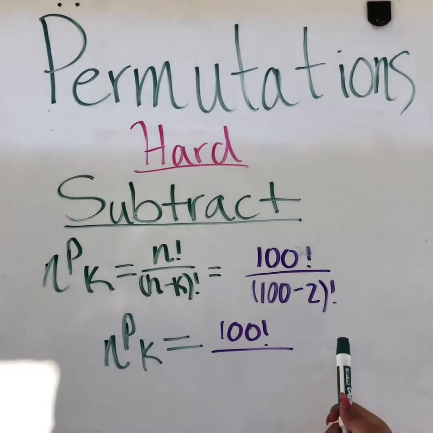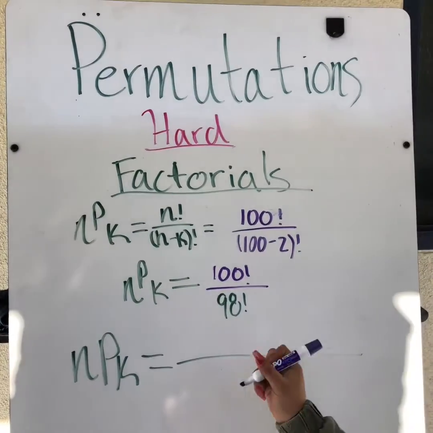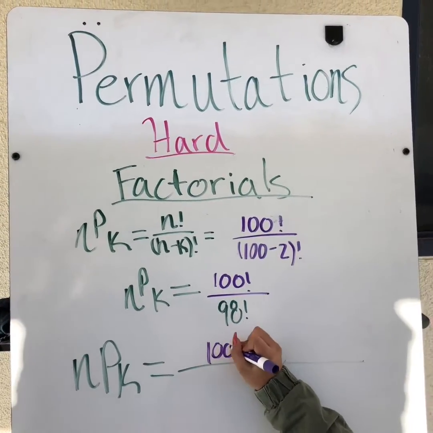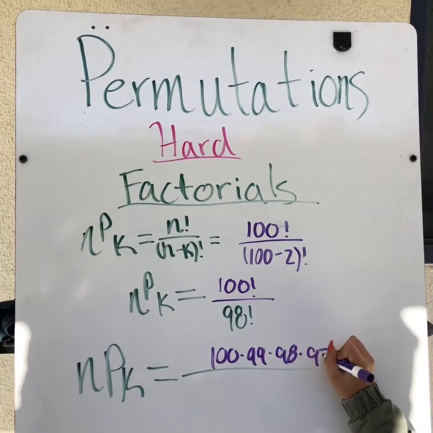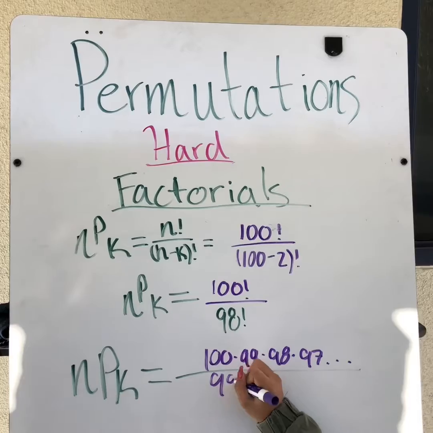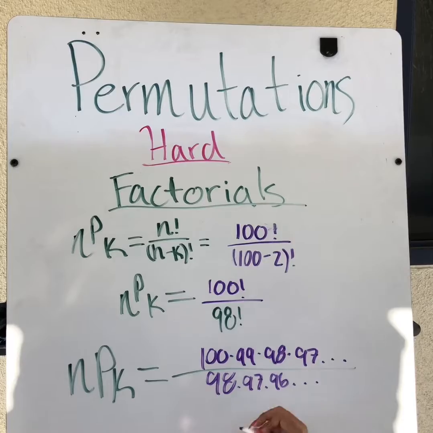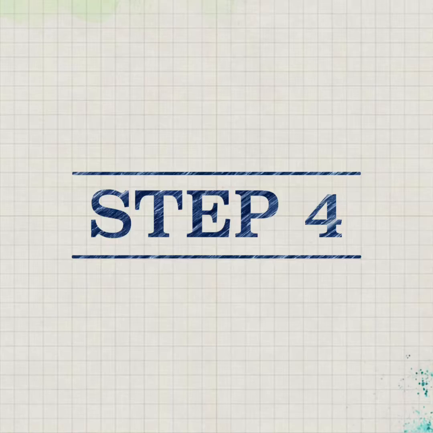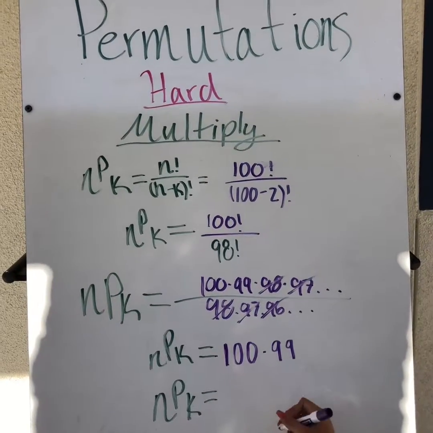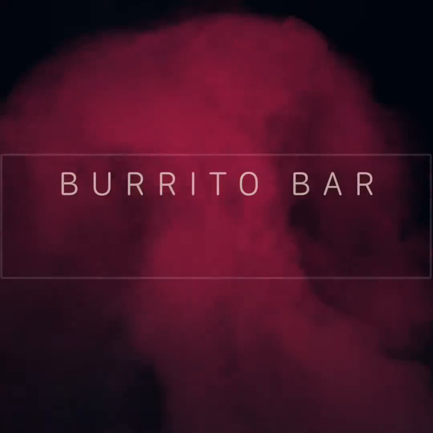And then you subtract 100 minus 2, which equals 98 factorial. And then you put the factorials: 100 times 99 times 98 times 97, over 98 times 97 times 96, and then you cancel these out. And then you multiply 100 times 99, which equals 9,900.